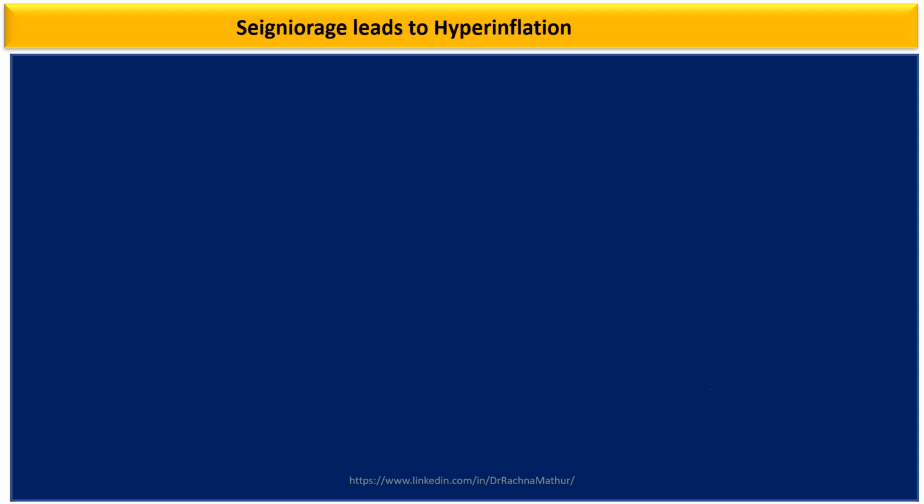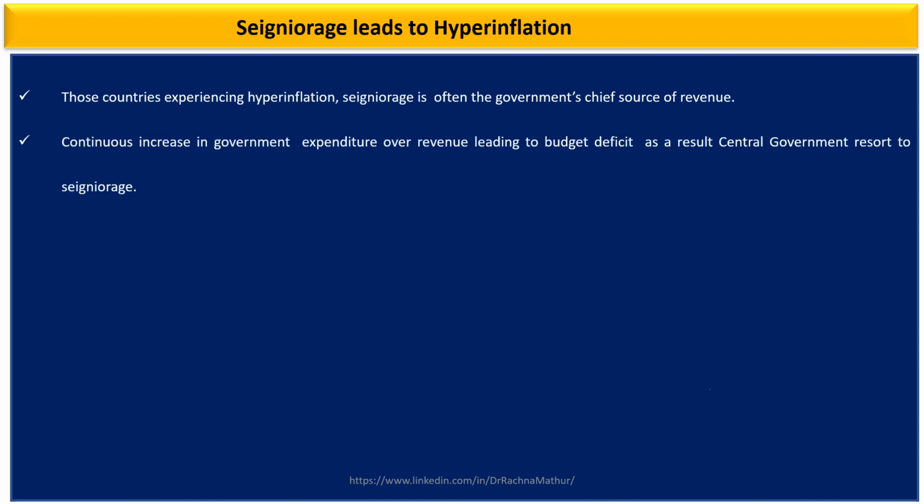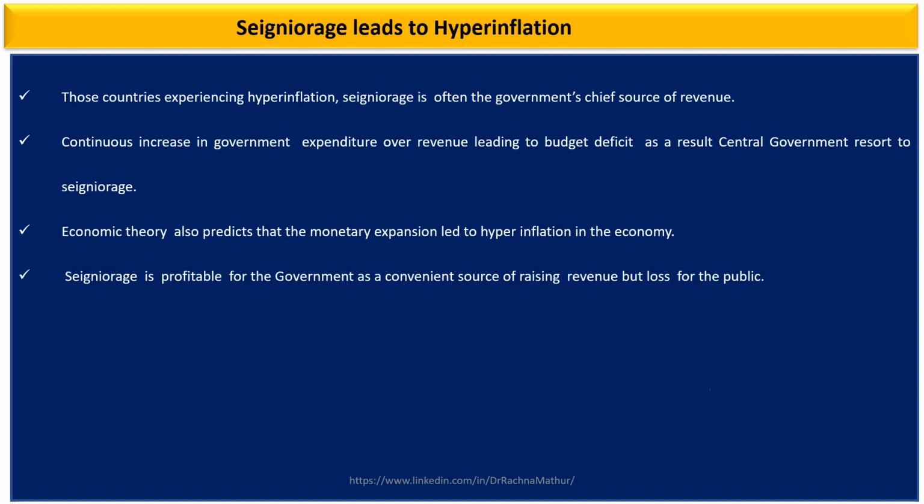Seigniorage leads to hyperinflation in the economy. In those countries experiencing hyperinflation, seigniorage is often the government's chief source of revenue, as there is a continuous increase in government expenditure over revenue leading to budget deficit. As a result, central government resorts to seigniorage. Economic theory also predicts that monetary expansion leads to hyperinflation in the economy.